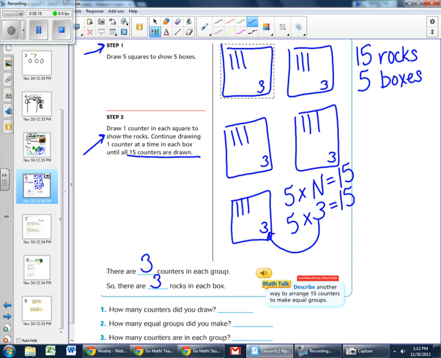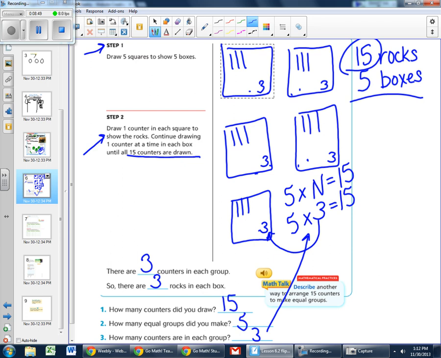How many counters did you draw? How many did we totally draw out in each one of these to show how many rocks we had? We drew 15 counters. How many equal groups did you make? We made the groups that they told us. We made 5 groups. And how many counters were in each group? It was 3. So again, checking it here, that you could do that.